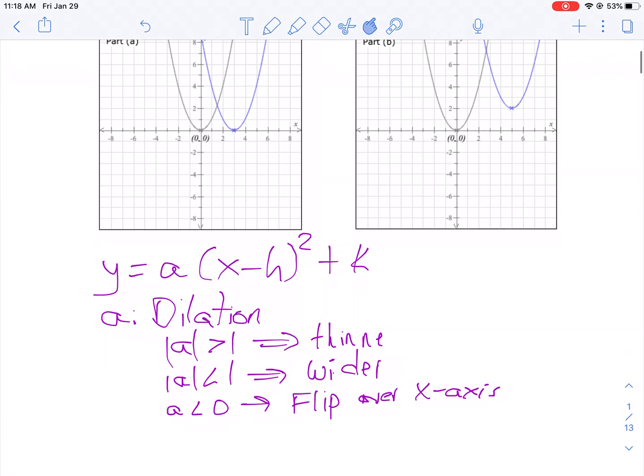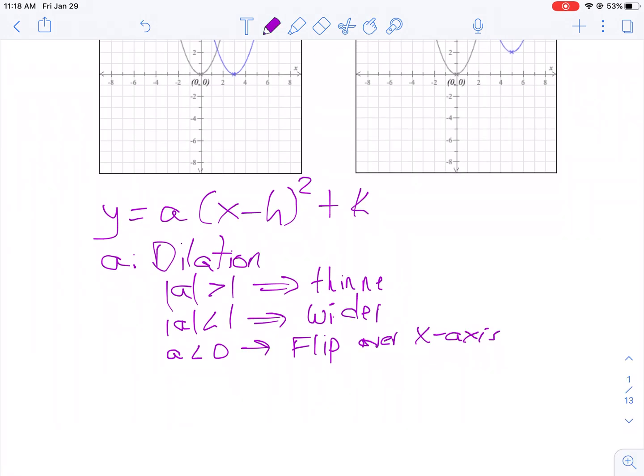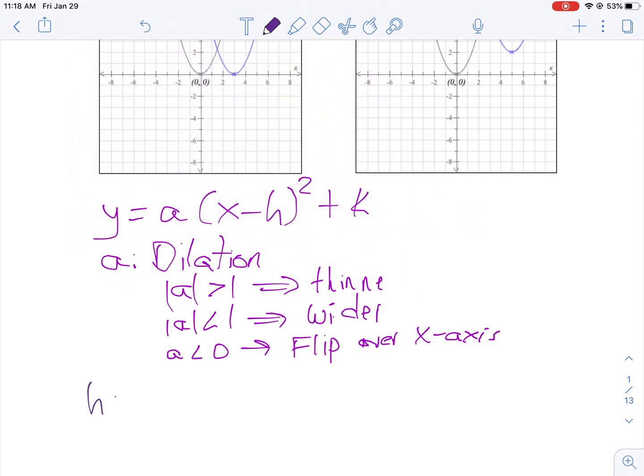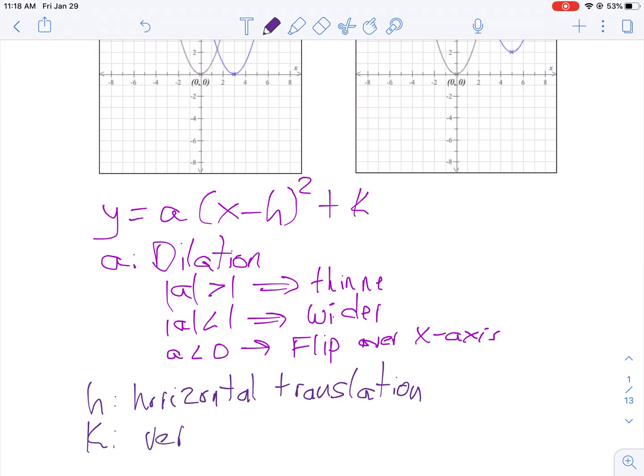Now, h is your horizontal translation. You got that mixed up on this one. Notice it's x minus h, so if you're subtracting, you're going to go to the right. If you're adding, you go to the left. It's kind of backwards. k is your vertical translation. It moves the graph up and down.